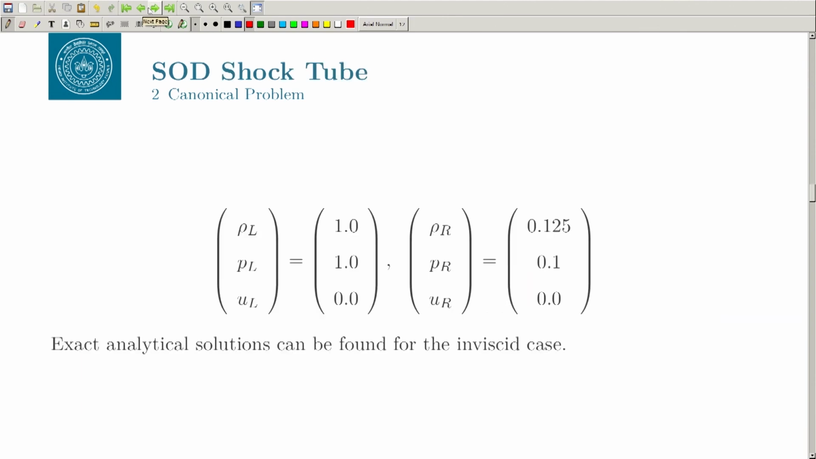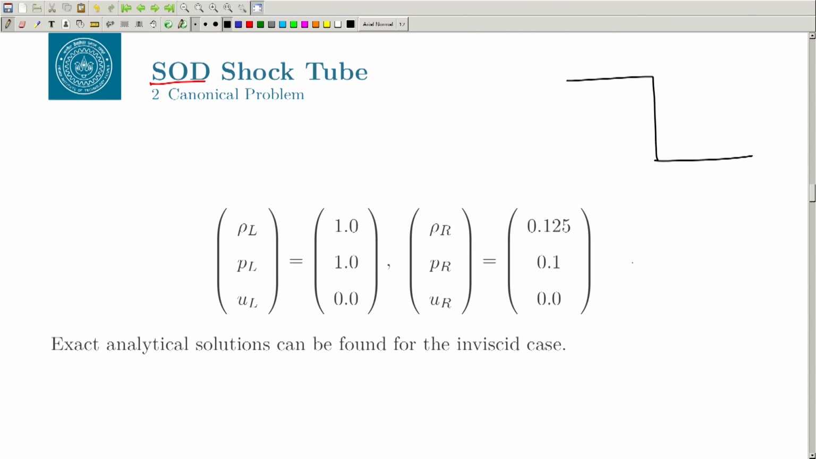So, this is the condition. This is one particular condition, proposed by a scientist called Gary Sod. That is why it is called the Sod shock tube. And you can see the jump here in pressure and density initially. We will be solving it in 1D flow. You can also solve it in 2D or 3D.